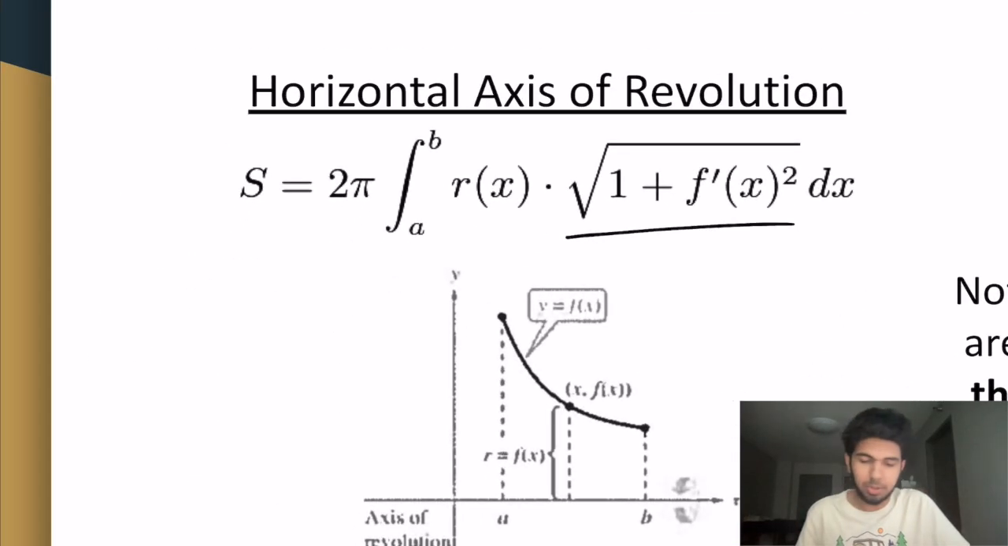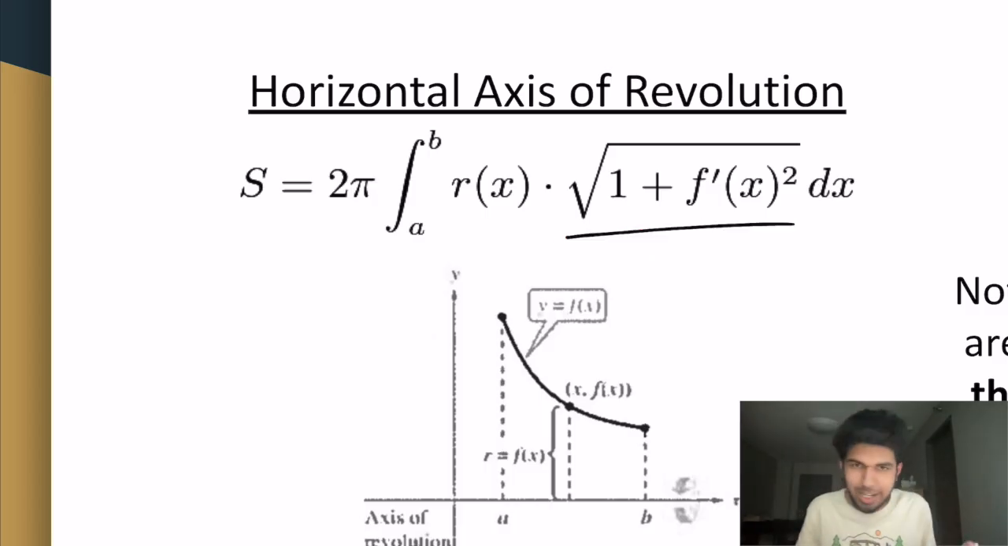So let's zoom in here to our horizontal axis of revolution. Our formula is surface area equals 2 pi integral from a to b of r of x times square root of 1 plus f prime of x squared dx. So the explanation for this formula might be a bit confusing, but you can see the essence of some things in here. Like we see 2 pi r, which reminds us of the circumference of a circle, which is good because we're revolving something about an axis and its cross sections are circles. We also see this here, which might be a bit familiar to you.